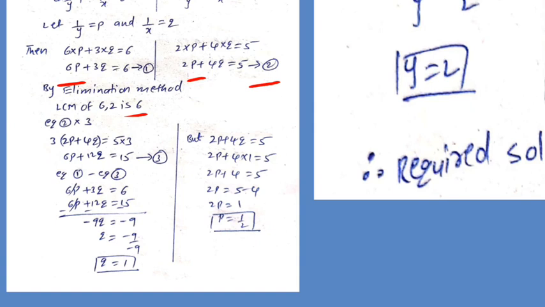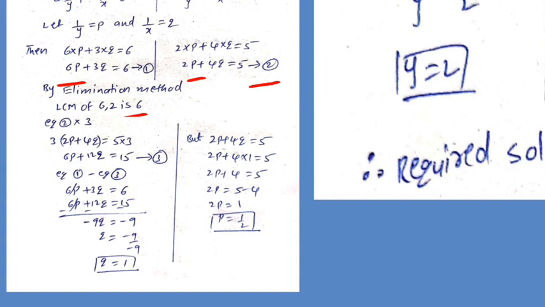When you are doing the subtraction of the two equations, automatically the signs will change for the second equation. 6p is negative, 12p is negative, 15 also negative. So 6p minus 6p cancels, 3q minus 12q equals minus 9q, 6 minus 15 equals minus 9. So q equals minus 9 by minus 9 equals 1.